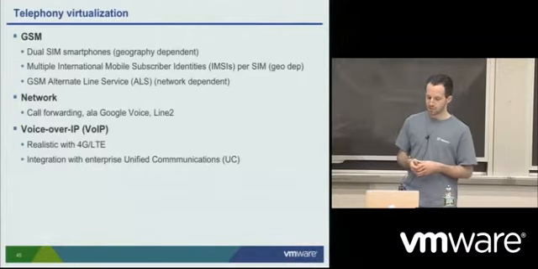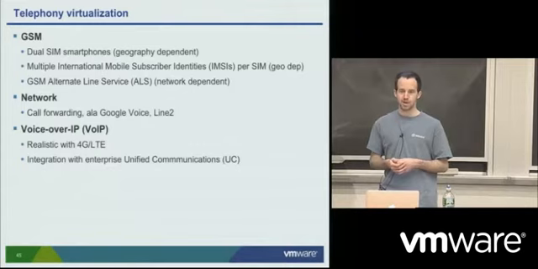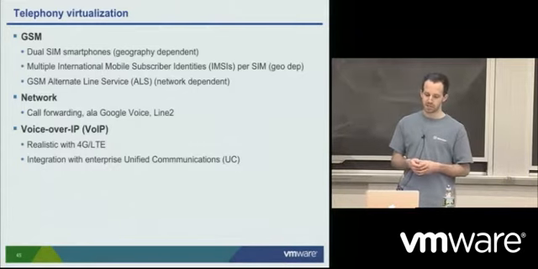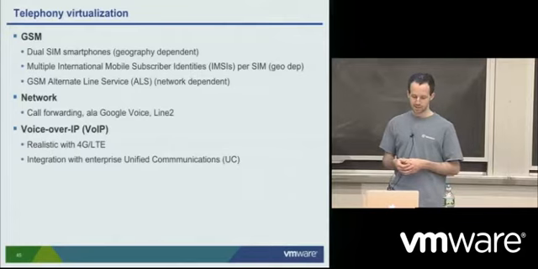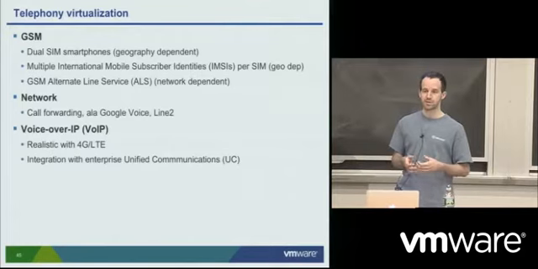So, solutions exist, let's say, at the radio layer, using the GSM standard. Some phones support multiple SIMs. This is somewhat common in China, but not so common in the United States. There is, in the GSM standard, alternate line service for supporting multiple lines. This works as long as your carrier or the network supports it, but that's not universal.